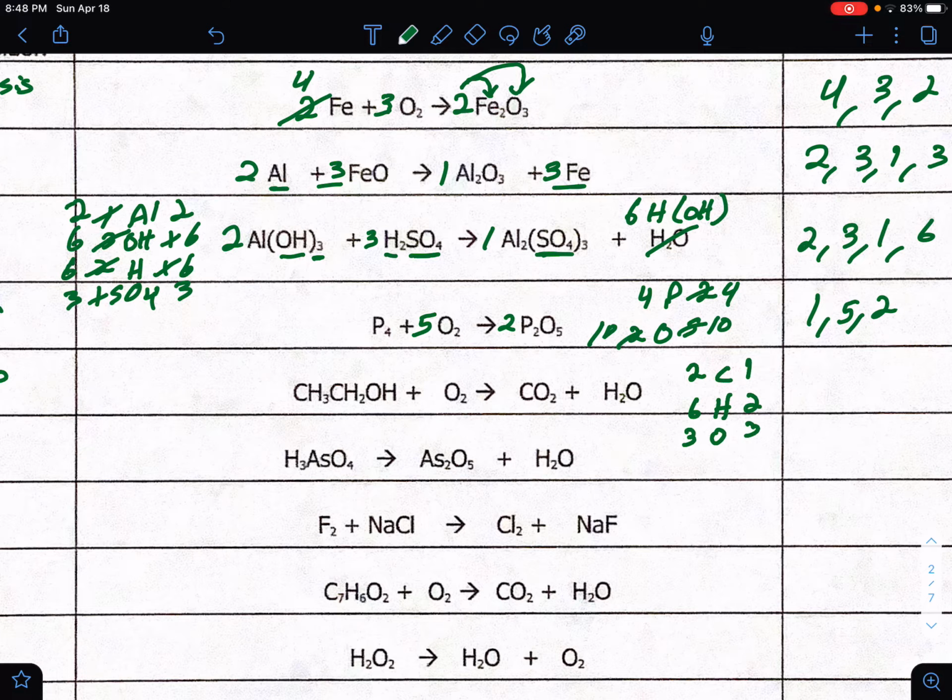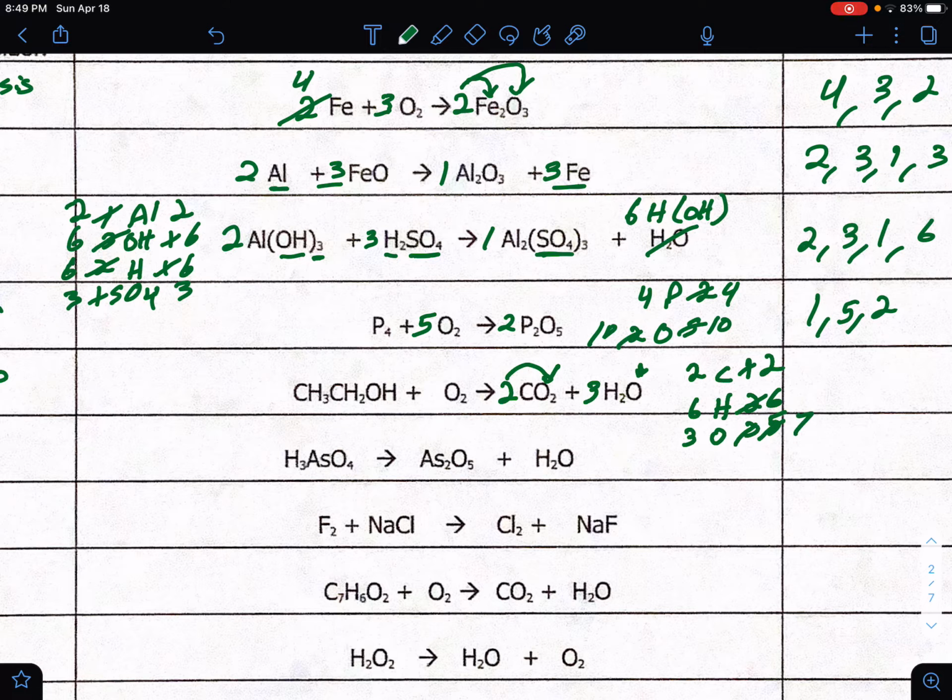So I'm going to start on my right side. I'm going to multiply this by 2 to fix my carbons. Okay, but this changed my oxygens now. So 2 times 2 is 4, plus, don't forget this one right here. Okay, so this is 4 plus 1 gives me 5 oxygens. So I'm going to move on to my hydrogens. I need to get to 6, so I'm going to multiply this by 3. This changes this to 6, but it's affected my oxygens again. 2 times 2 is 4, plus 3 times 1, I now have 7.